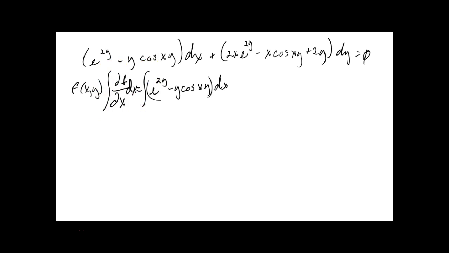Now, the integral of a derivative is the function, right? f of x, y. Now, the key here is we're integrating this with respect to x, which means what do we treat the y's as? Constants. So what's the integral of that first term? x e to the 2y. Perfect. Minus. Oh my goodness. Oh no, it's not too bad, is it?